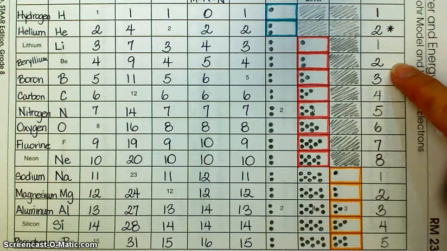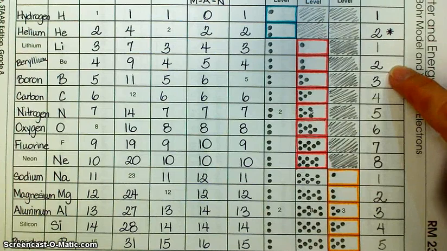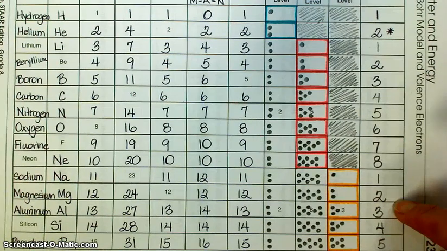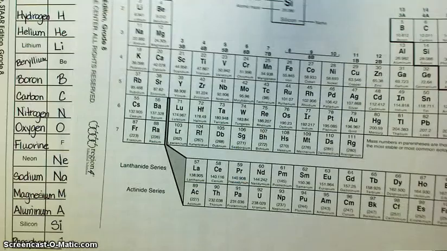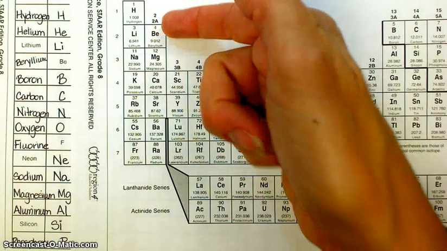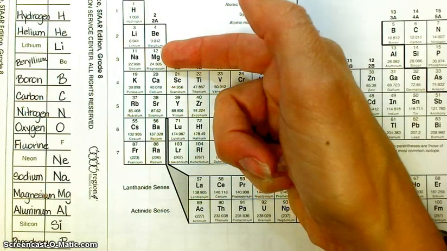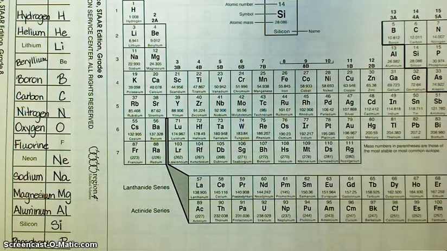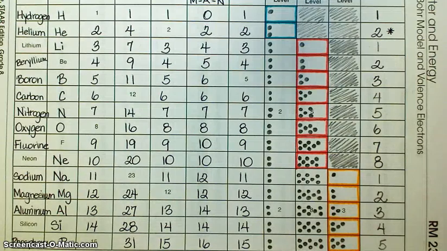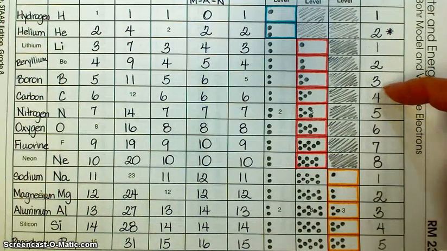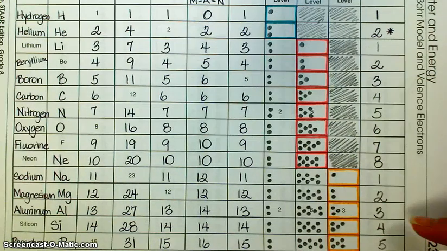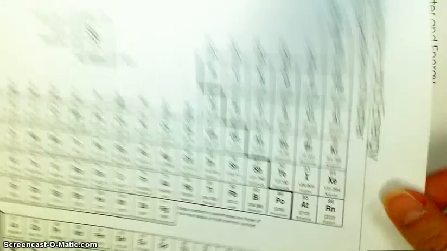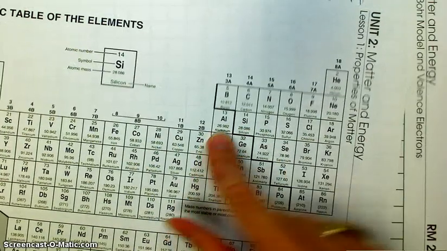But look at beryllium. Beryllium has 2 valence electrons. Go down here. Magnesium has 2 valence electrons also. You look on the periodic table, beryllium and magnesium are in the same column. Why? Because they have the same number of valence electrons. Okay? Look at boron with 3 and aluminum with 3 valence electrons. They're in the same column right here on the periodic table.